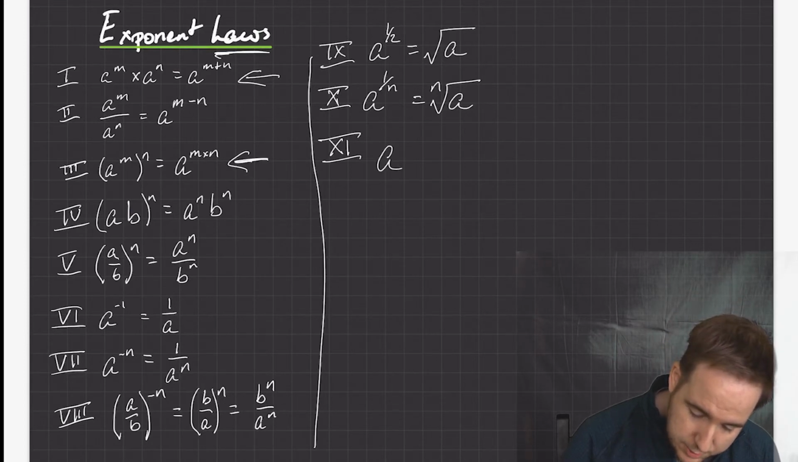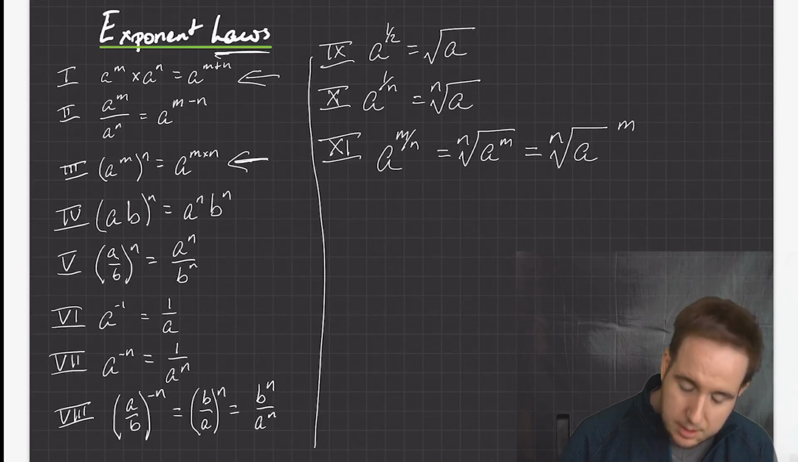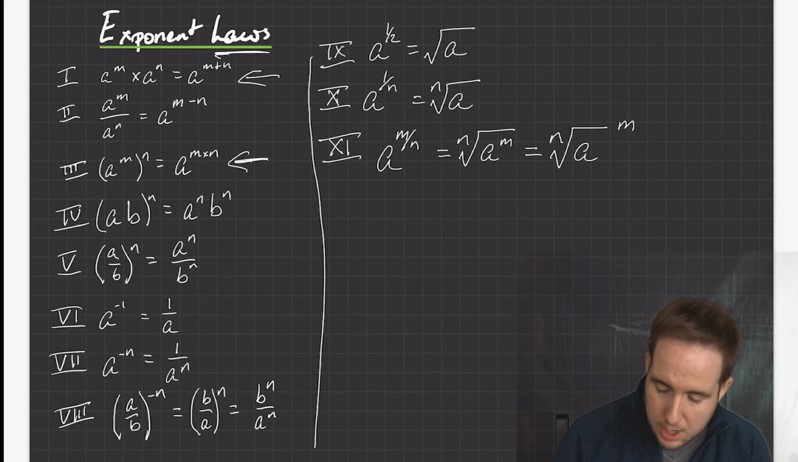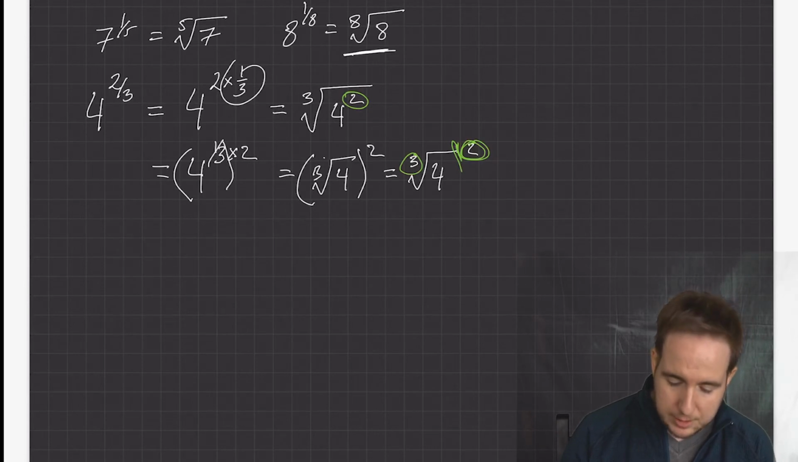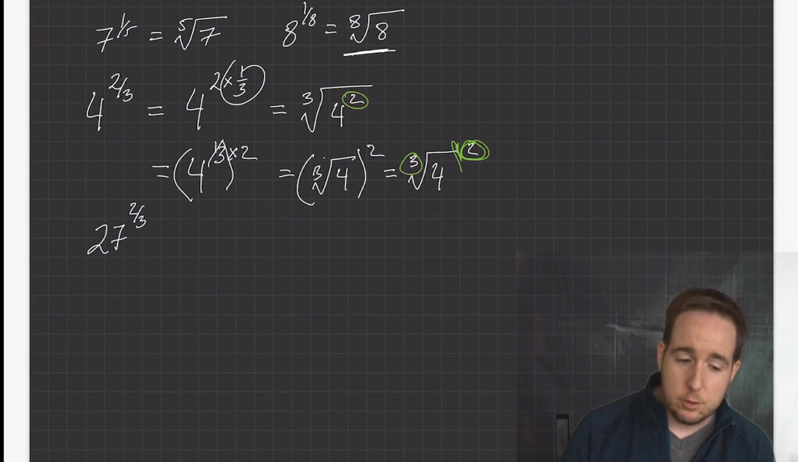So a to the m divided by n is the nth root of a to the m, or, just as well, the nth root of a, to the m. And which one you want depends on what the question is asking. And I will give you a quick rule for deciding which one is better right now. So let me take something that will actually have an answer. Let's do 27 to the 2/3. 27 to the power of 2 over 3.